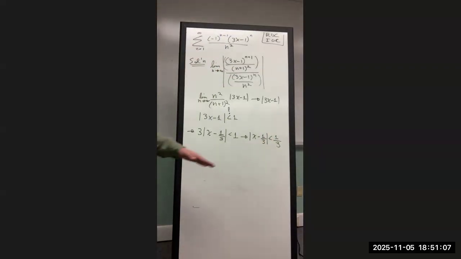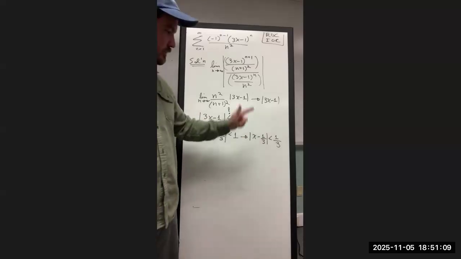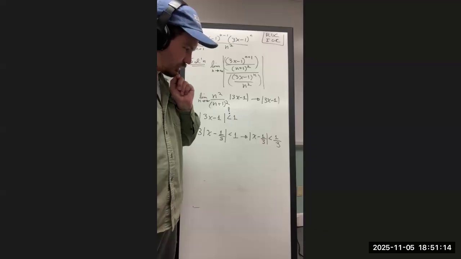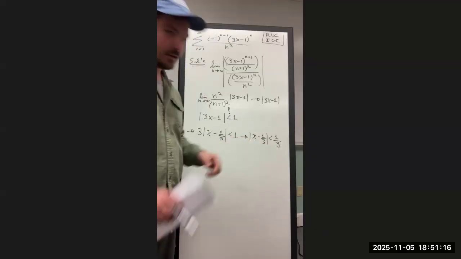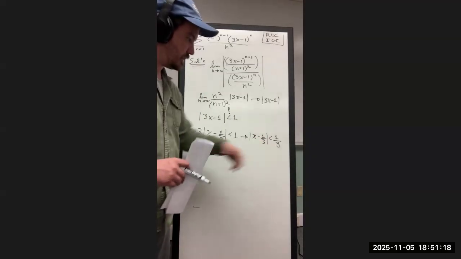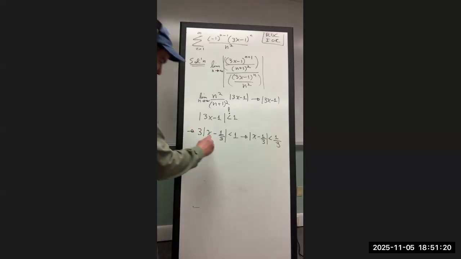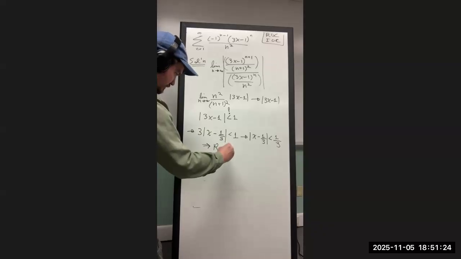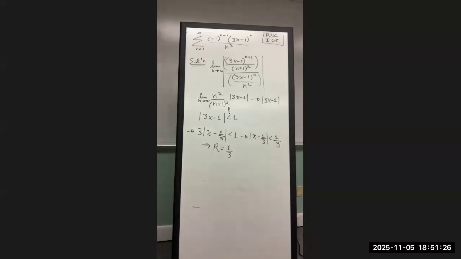So we end up with this inequality, and this tells us two things. One, that our power series is centered at 1/3, and the other is that our radius of convergence is 1/3, right? So we get that R is equal to 1/3. That's the first thing that we needed to find, and we have found it.